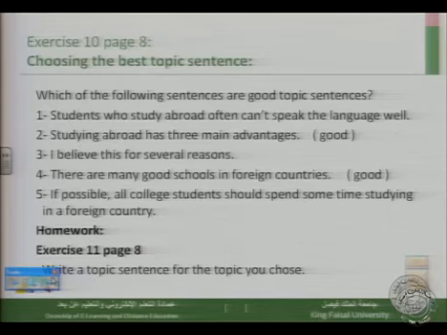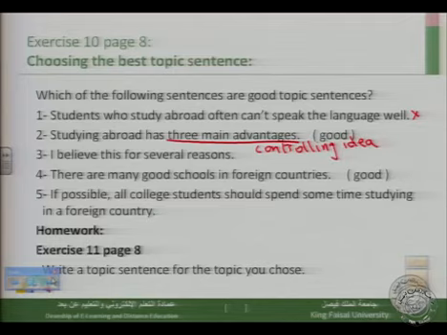You will have here the exercise corrected. We said that students who study abroad often can't speak the language well. This is not a good topic sentence. Number two, studying abroad has three main advantages. It's a good topic sentence, and we said that three main advantages is the controlling idea.